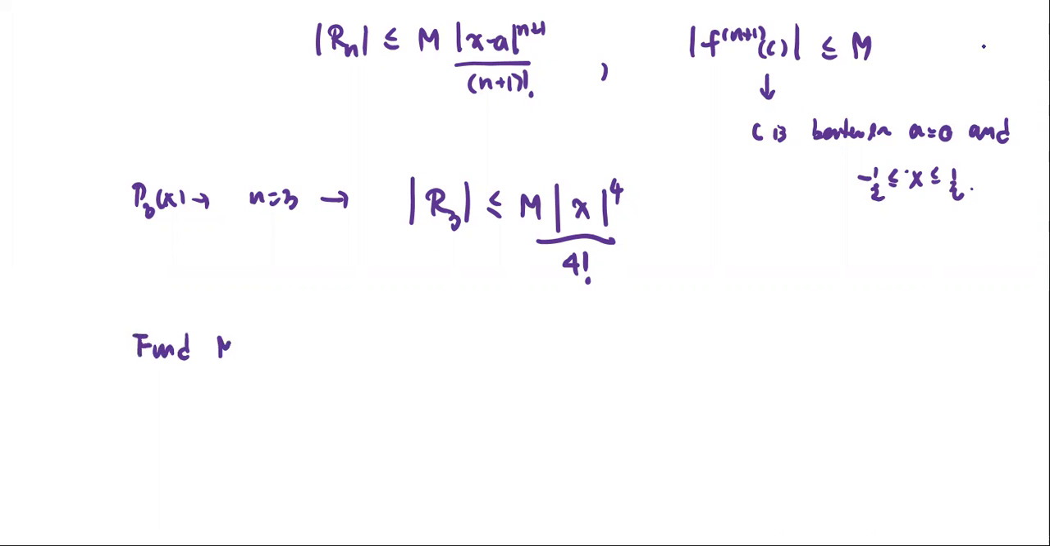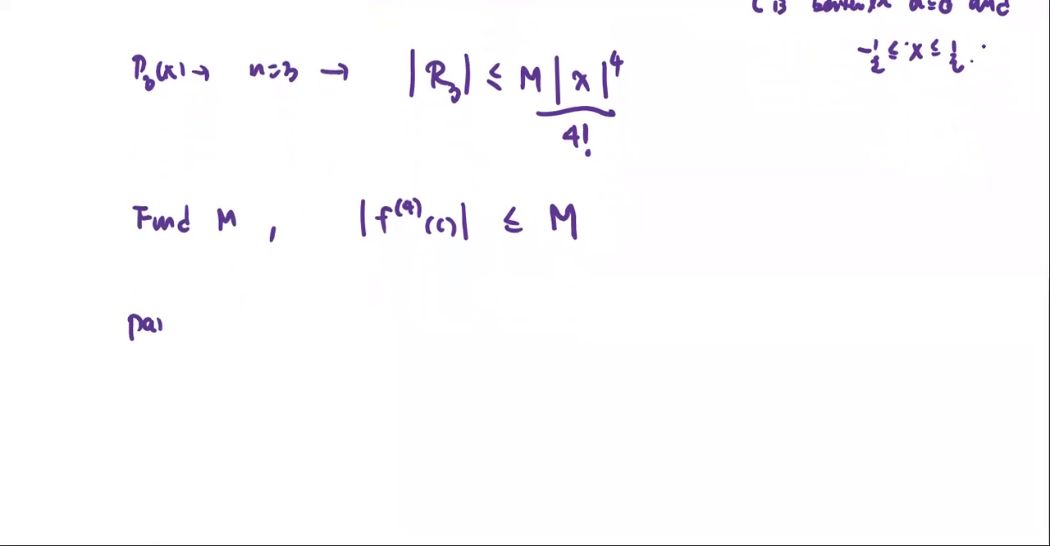So next, find M, where M is the maximum of the absolute value of the fourth derivative at the point C. From part A, the fourth derivative of the function at the point C is -3 factorial divided by the value 1 minus c to the power 4, and take the absolute value.